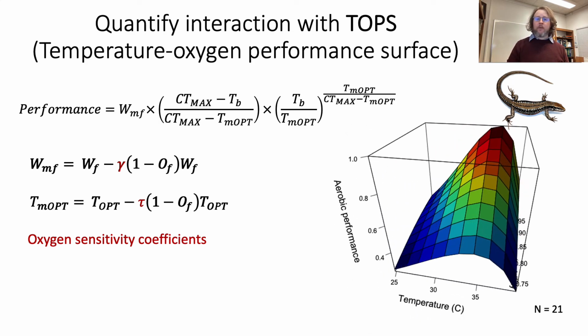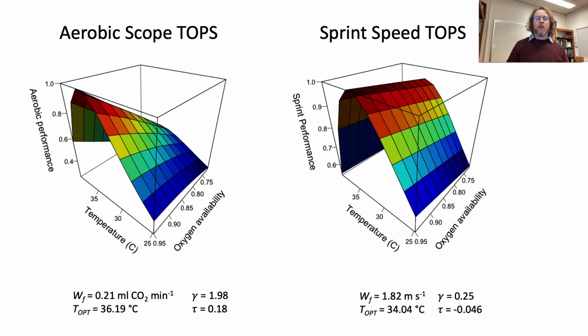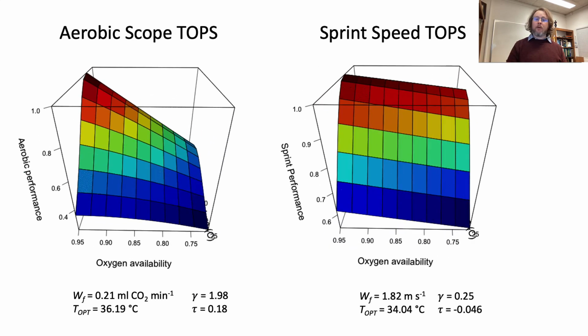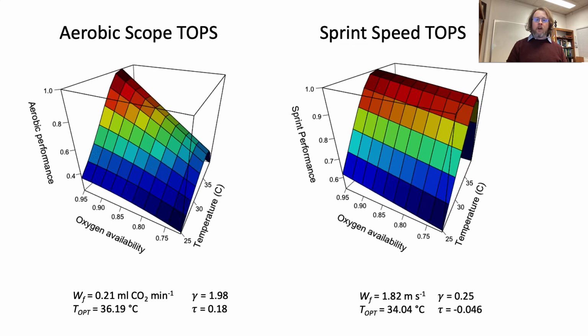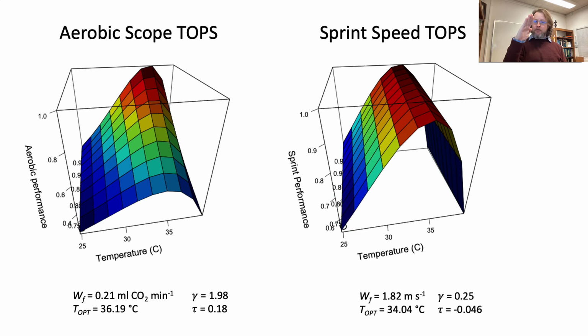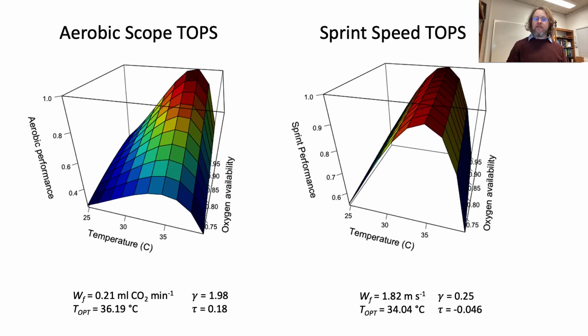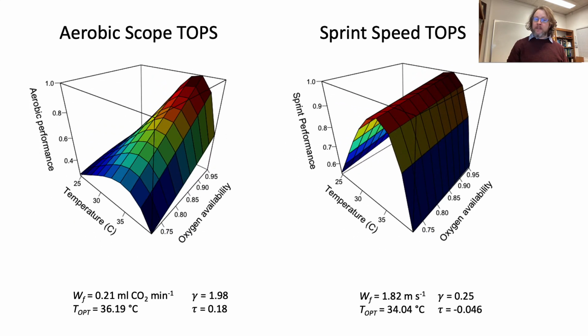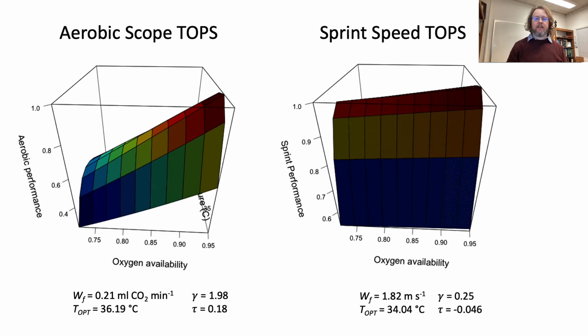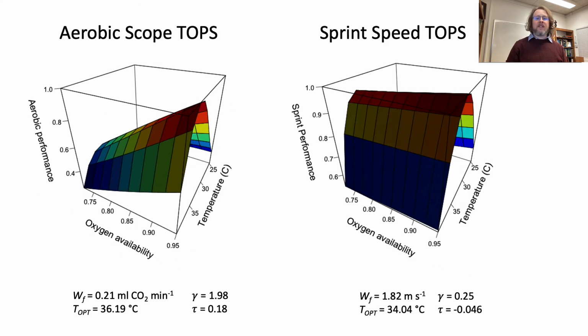So we fit these for both sprint performance and aerobic scope, which resulted in the following temperature oxygen performance surfaces, and their estimated parameters are shown on the bottom. We can see that for aerobic scope, there's this steep drop caused by the oxygen environment, where we do not see that at all for sprint speed, indicating the definite robustness of sprint speed to the oxygen environment. This is directly quantified with the gamma and tau parameters.